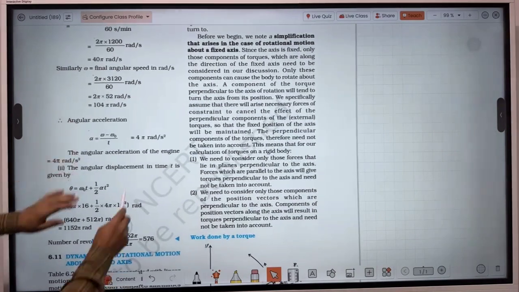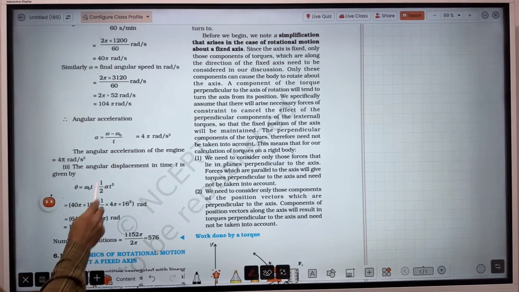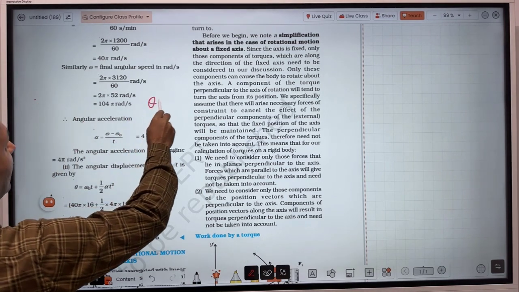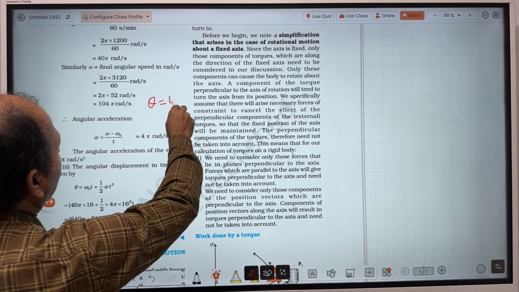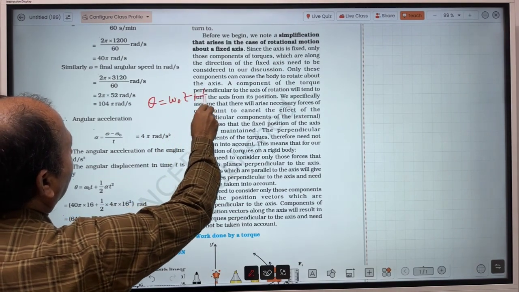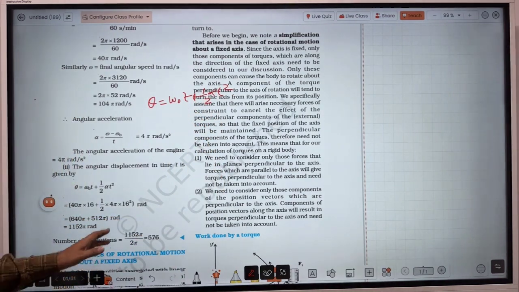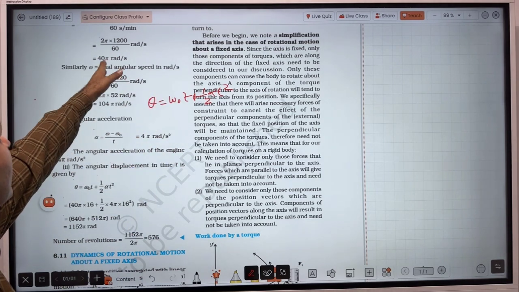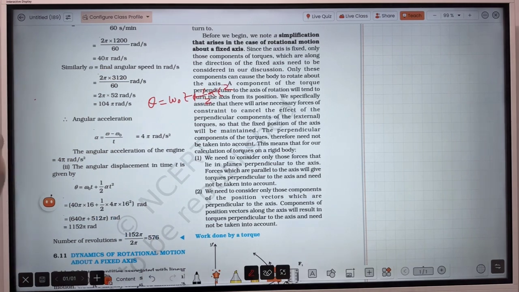So you can get this 4 pi radian per second square. Then we need theta. So theta equal to, you remember, S equal to ut plus half at square formula. So theta equal to omega 0 t plus half alpha t square. And here we have got the value of alpha as 4 pi radian per second square. Omega 0 is given here, 45, and every information is given. So we can calculate it.